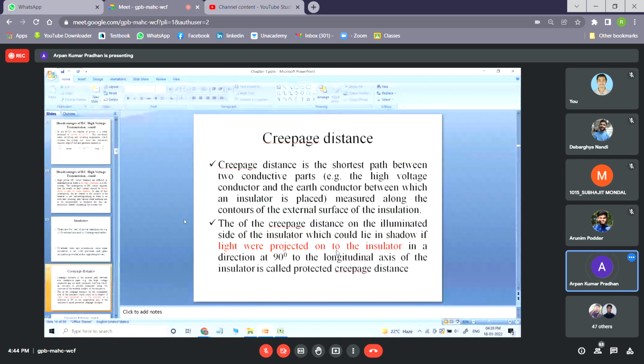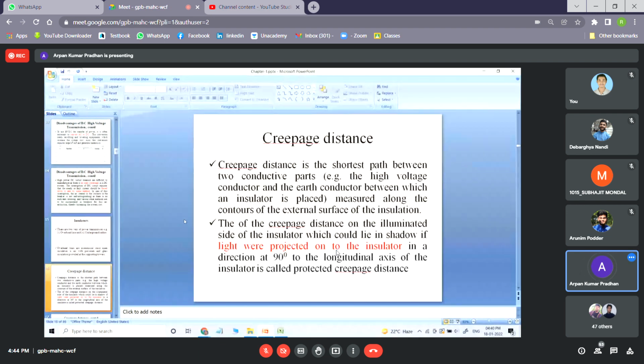So the function of the insulator is to protect the transmission line from being short circuited with the tower, or alternatively, it prevents any breakdown or flashover occurring through the medium between the tower and the transmission line. So this is the function of the insulator.